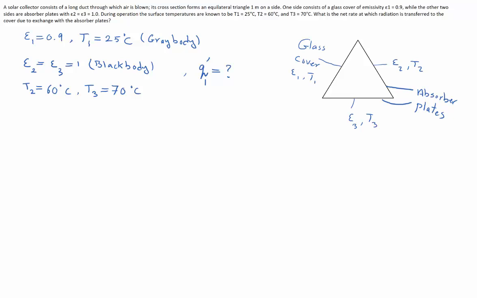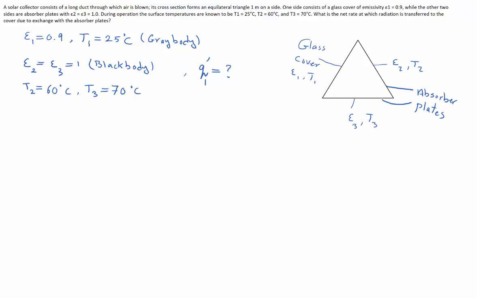One side consists of a glass cover with an emissivity of 0.9, while the other two sides are absorber plates with an emissivity of 1. During the operation, the surface temperatures are known, so we know the surface temperature of all the surfaces here. T1 is 25 degrees C, T2 is 60 degrees C, and T3 is 70 degrees C.